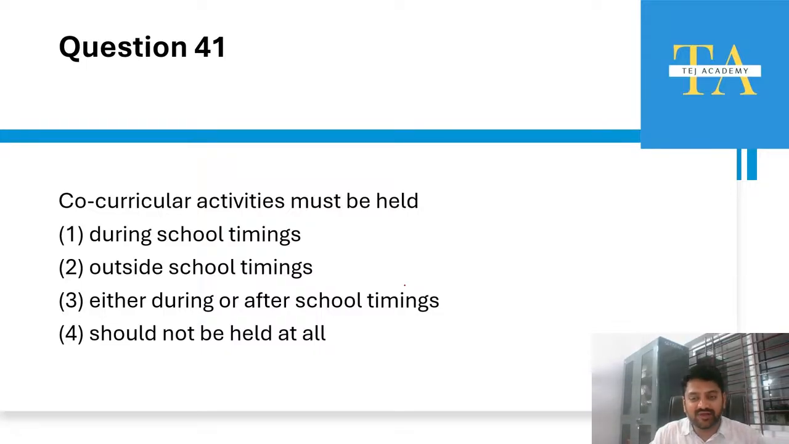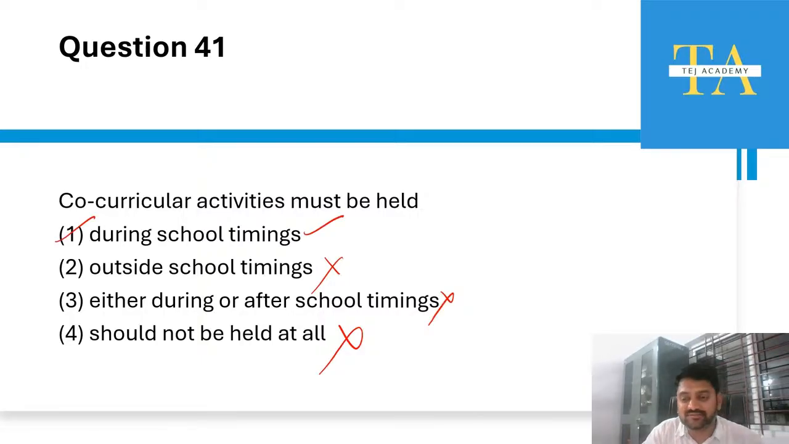Question number 41. Co-curricular activities must be held when? During school timings, outside school timings, either during or after school timings, or should not be held at all. So the fourth one is a blunder. Outside the school timings is a blunder. Either during or after school timings, after school timing, then nothing to conduct.